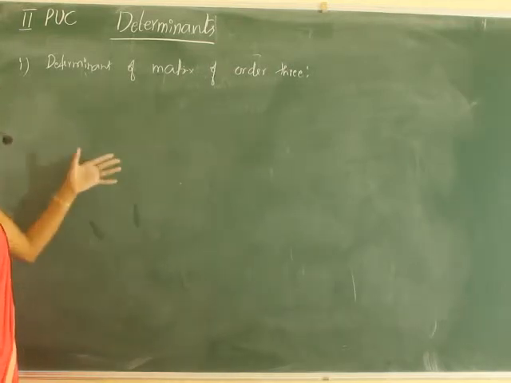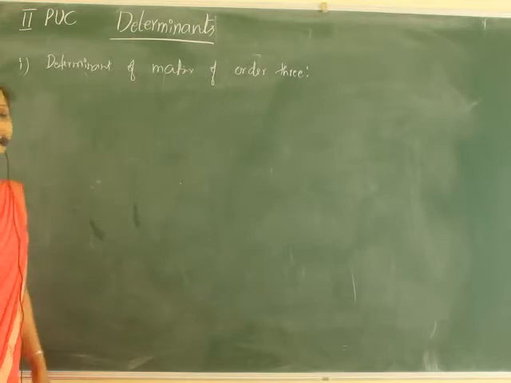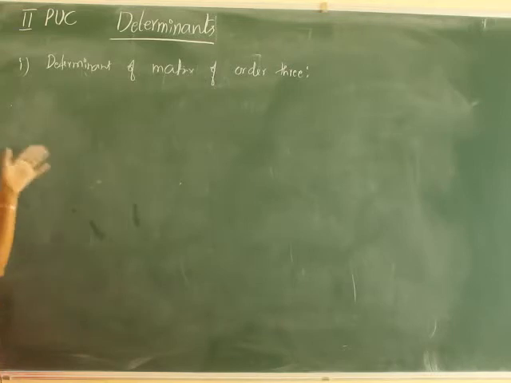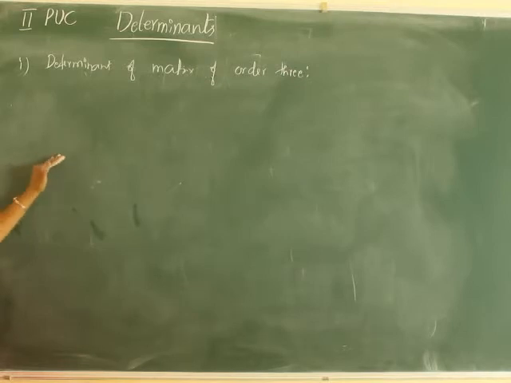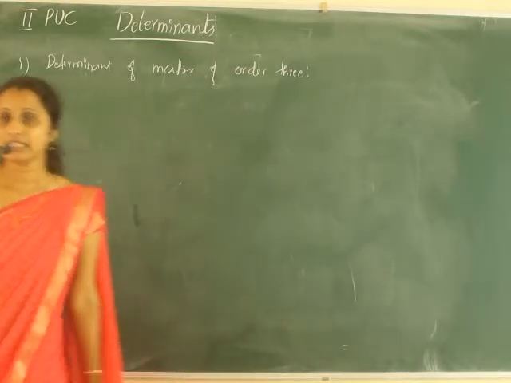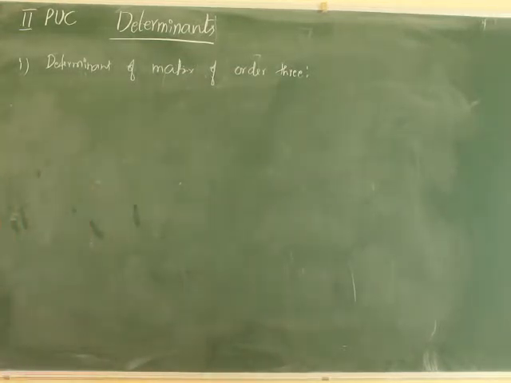Since the order is 3, that is 3 by 3, we have 3 rows and 3 columns. So how many ways can we expand? Either along 3 rows or along 3 columns. Totally 3 plus 3 is 9 ways we can expand the given determinant of order 3.